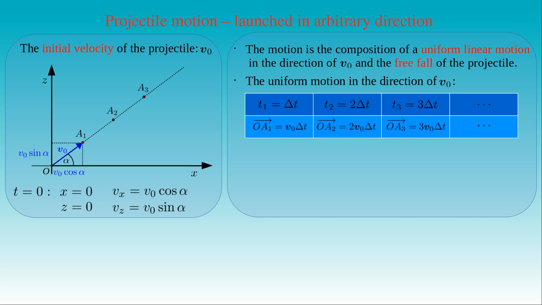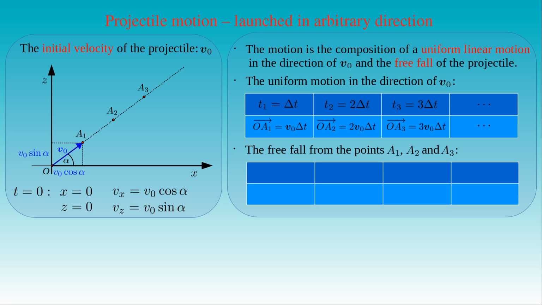The next table shows the covered distances of the body in the case of free fall started from the points A1, A2, and A3 for the same sequence of time. If the body fell freely from the point A1, then it would travel a distance g times delta t squared divided by 2 during the time t1. Let p1 denote the point with this vertical distance from the point A1, and let s1 denote the distance between A1 and p1. At the time t2, the body freely falling from the point A2 would cover the distance g times the square of 2 times delta t divided by 2.